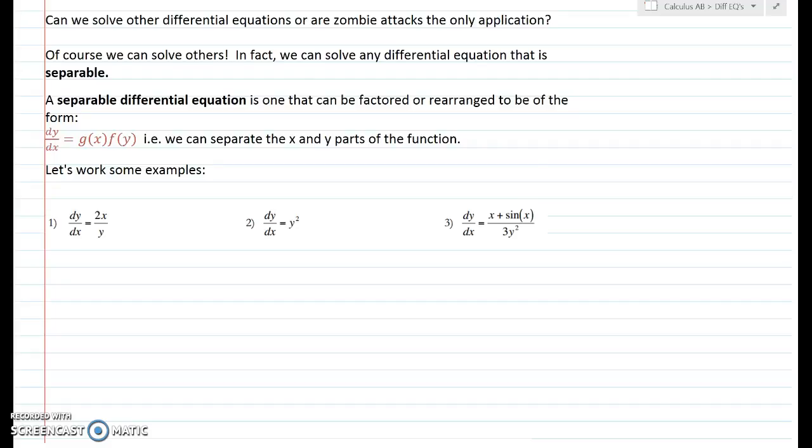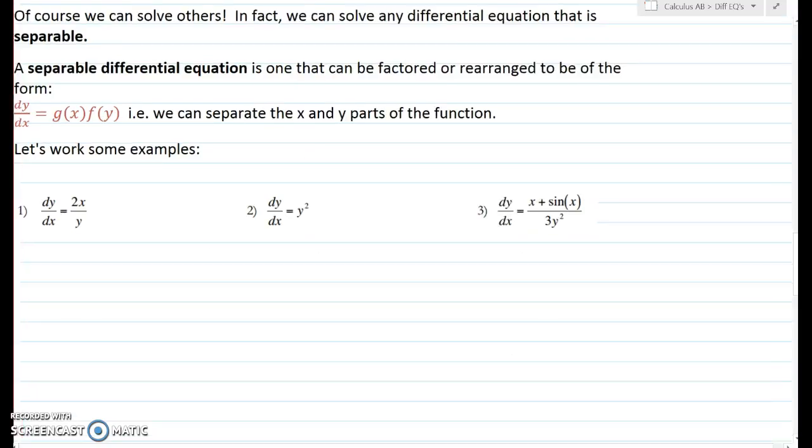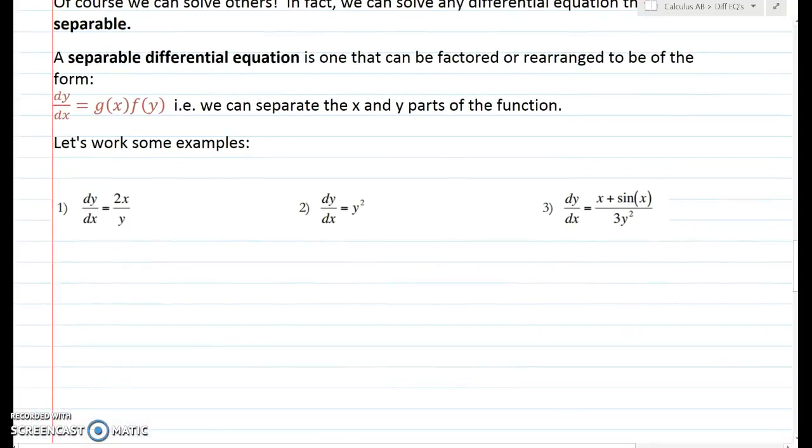So I'm going to go ahead and work a few more example problems for you. This first one, all three of these are differential equations because they are equations that involve a derivative. This first one, dy dx equals 2x over y. If I multiply both sides by y and multiply by dx. So let me go slow.